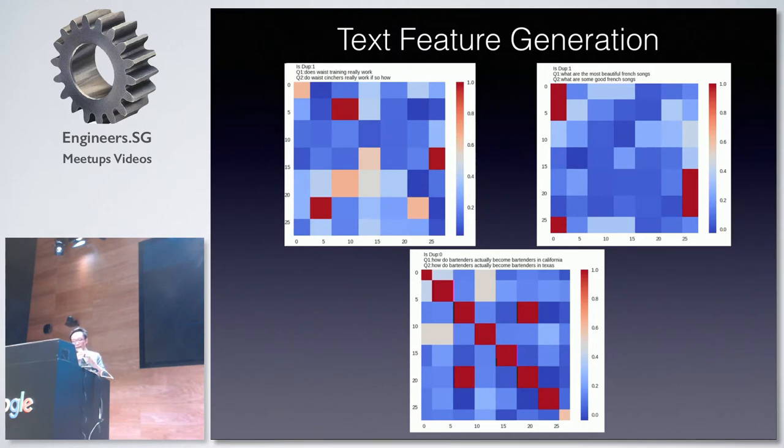The last one is not a duplicate. It says, how do bartenders actually become bartenders in California? And how do bartenders actually become bartenders in Texas? So every word is the same, the position is also the same, only the last word is different, and that changes the entire meaning of the sentence. This is something which a lot of neural networks may not be able to solve, but maybe sequence to sequence might be able to resolve this.